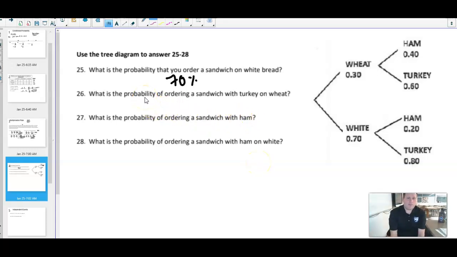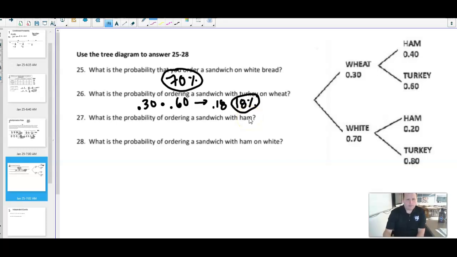This next one's saying, what's the probability of ordering a sandwich with turkey on wheat? So I'm just going to follow the line. Wheat, turkey, that would be 30% and 60%. So I'm going to go 0.30 for my first event, and then I'm going to multiply it by 0.60. I don't really have to worry about with or without replacement, because this is already taking that into account. But I'm just going to multiply them because I want event A to occur and event B to occur. This gives me 0.18, which is 18%, okay? So I've got 70% on the first one. This would give me an 18% chance of that occurring.